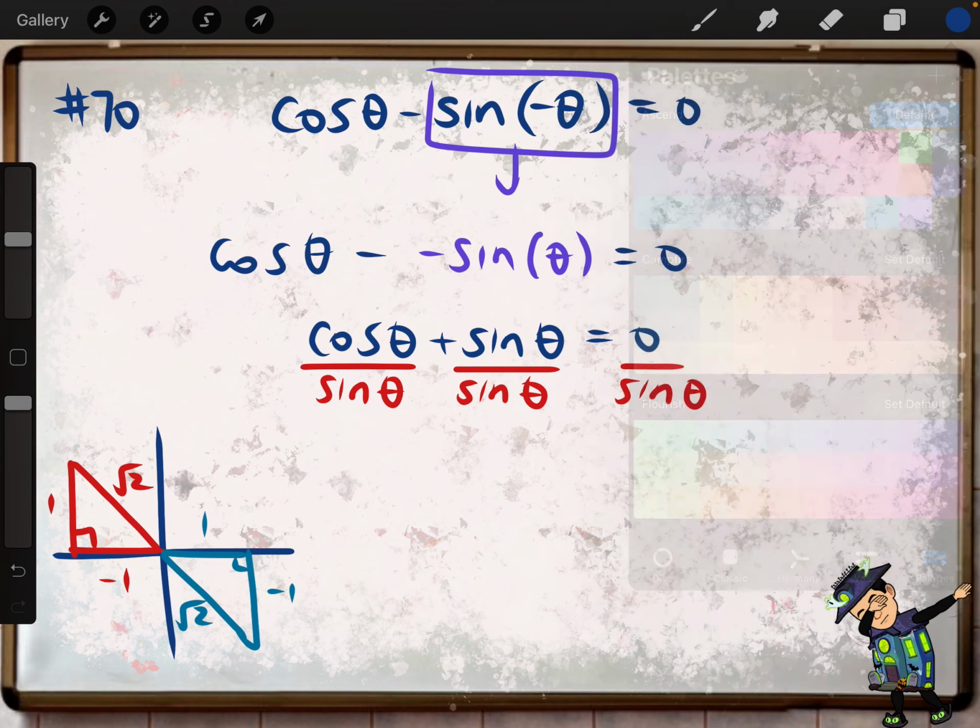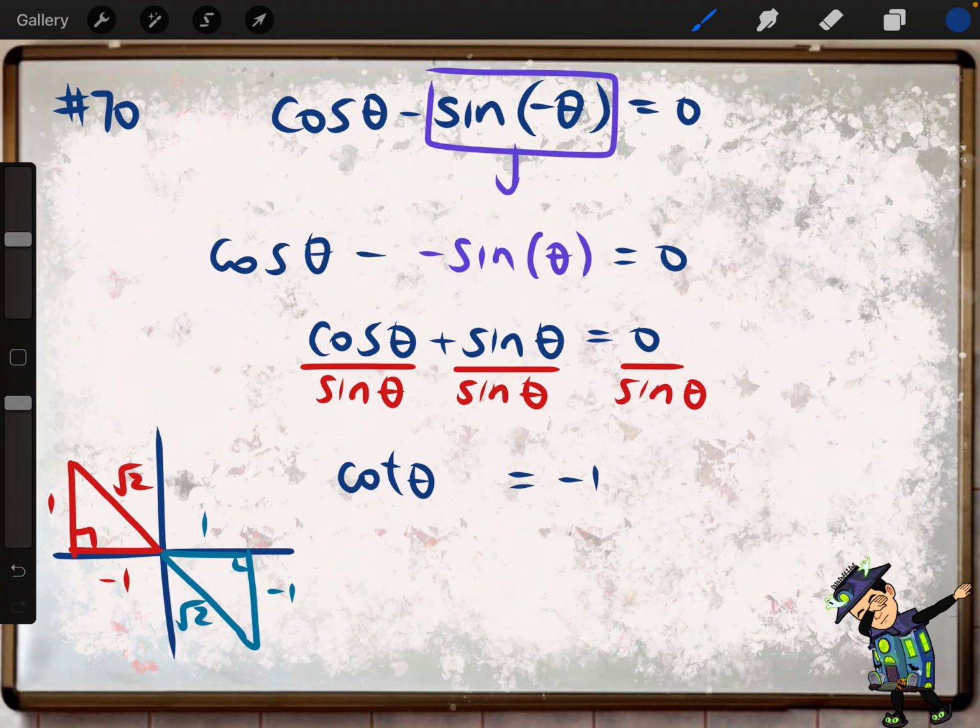So cosine theta over sine theta is basically cotangent theta, plus 1 equals 0. Now you know that in order to isolate the theta, you have to minus 1 on both sides. In order to save some space, I'm just going to put cotangent theta equals -1. Color is bad, so let me erase that and put -1. So cotangent theta equals -1.